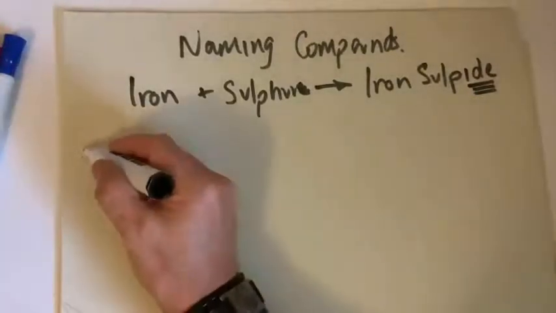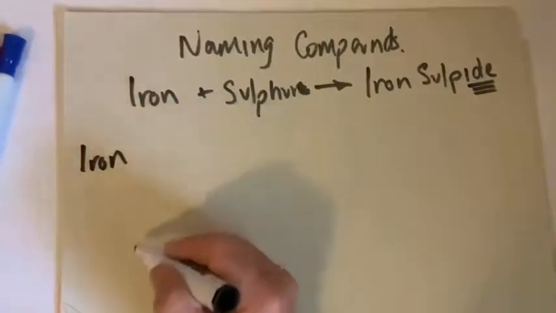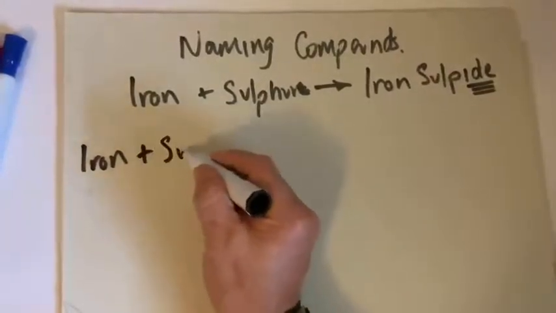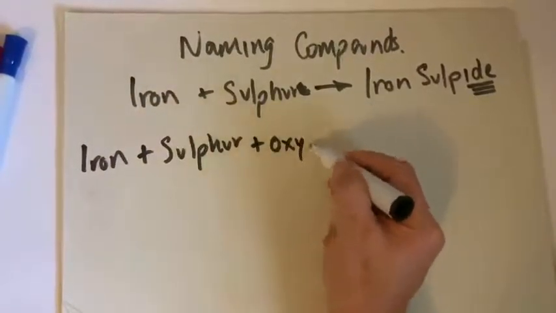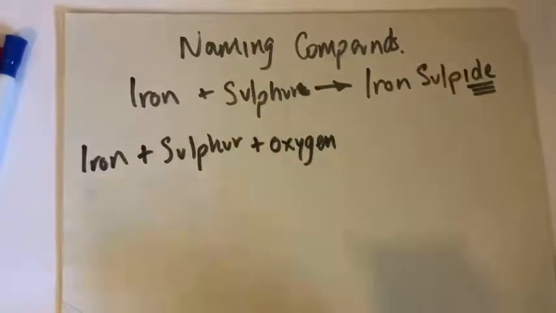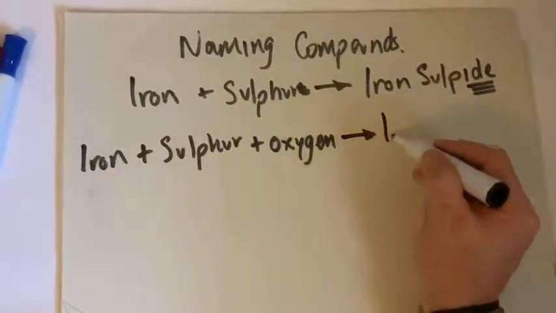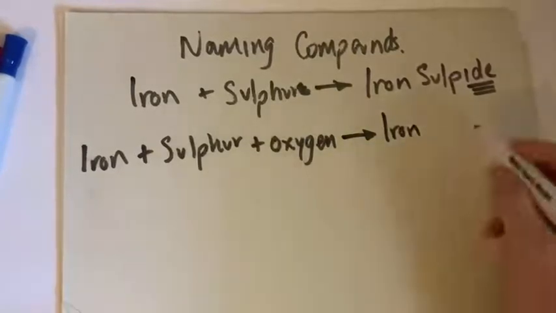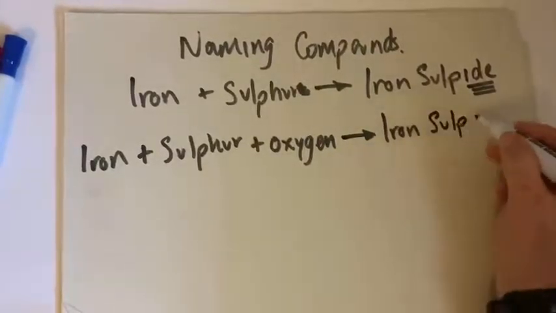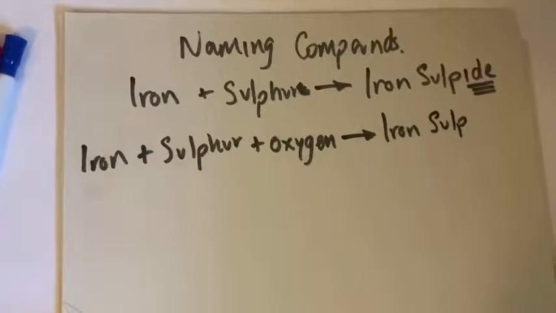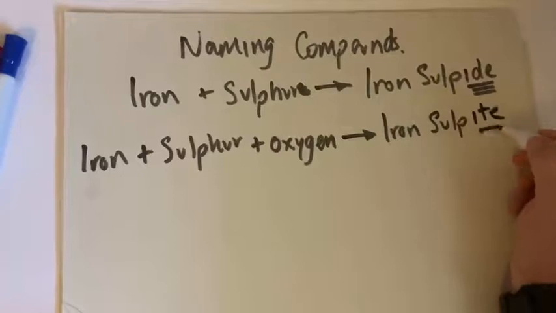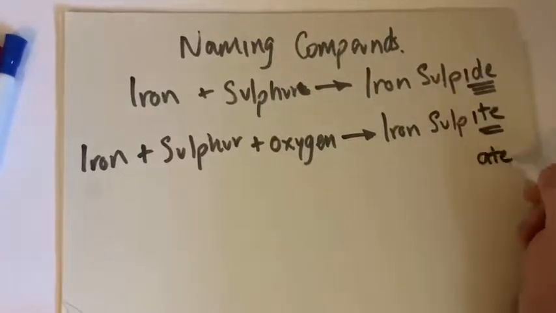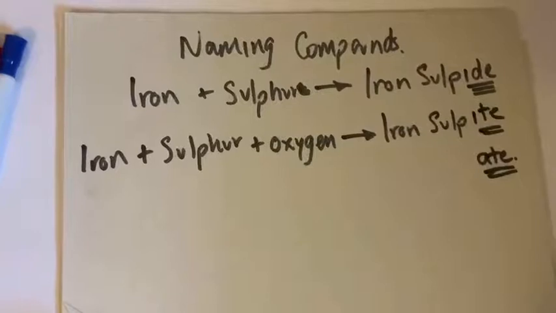If oxygen is also present, then we'll have iron plus sulfur plus oxygen. This would still start with the name of the metal, iron. Still need to say that we have sulfur present in it. But to indicate that oxygen is also there, rather than "-ide", it would finish either "-ite" or "-ate". And that depends on the amount of oxygen that is actually present.